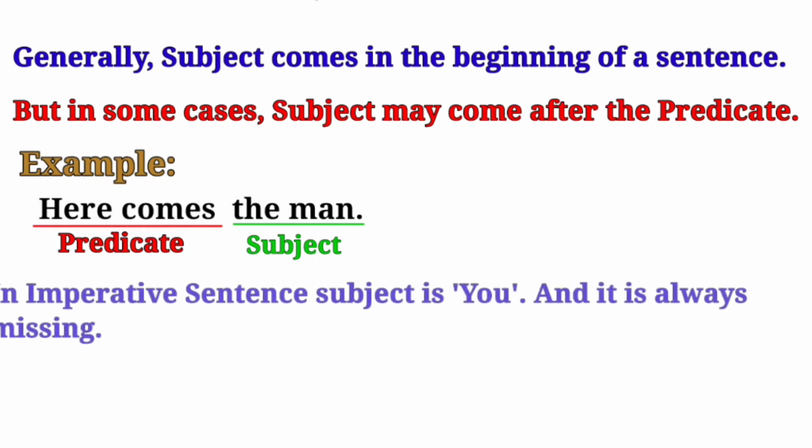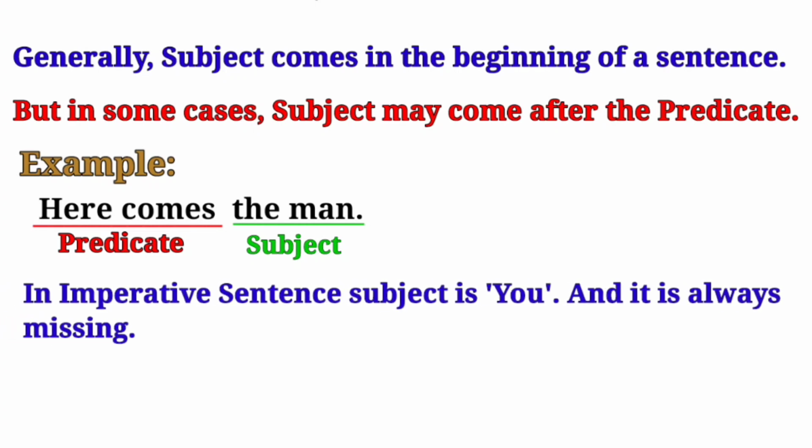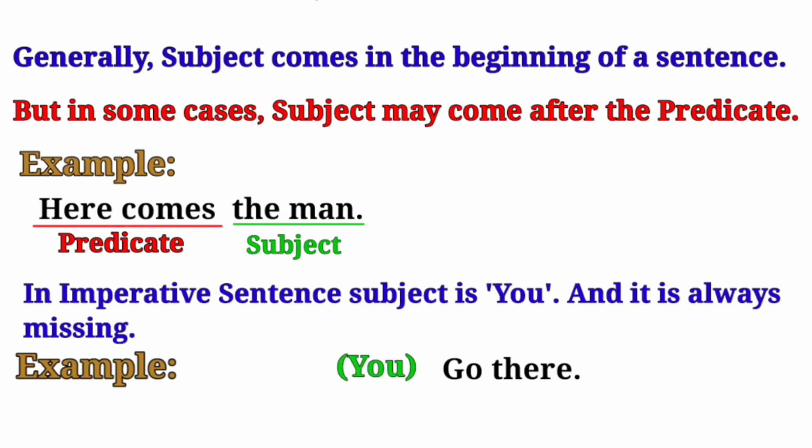In an imperative sentence, subject is you and it is always missing. For example, go there. This is an imperative sentence and in this sentence subject is not given. In this case, you should remember that you is the subject of the sentence and go there is the predicate. So, after seeing these examples, I hope now you will be able to identify subject and predicate of a sentence.